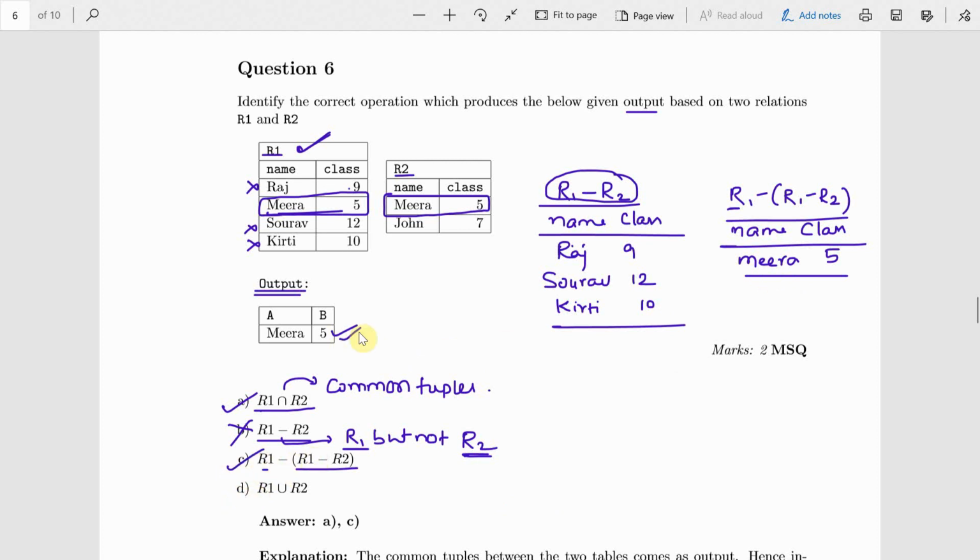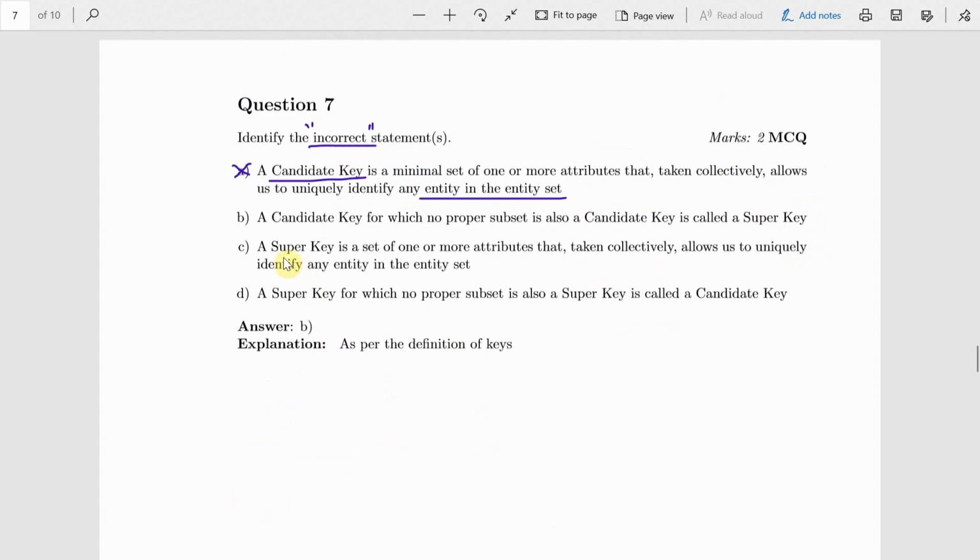Option D, R1 union R2. Union will have all the tuples of R1 and R2, so it is definitely wrong. So the answer for this question is both option A and C. Coming to question number 7.